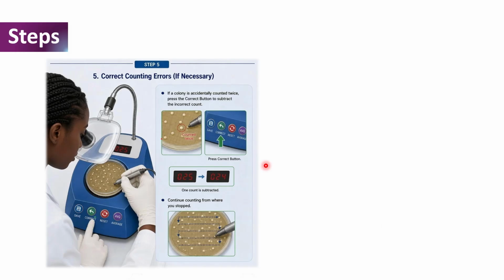And during the counting process, if a colony is accidentally counted twice, we correct these counting errors by pressing the correct button on the colony counter to subtract the incorrect count. So once we are done with this, we continue counting from where we stopped.